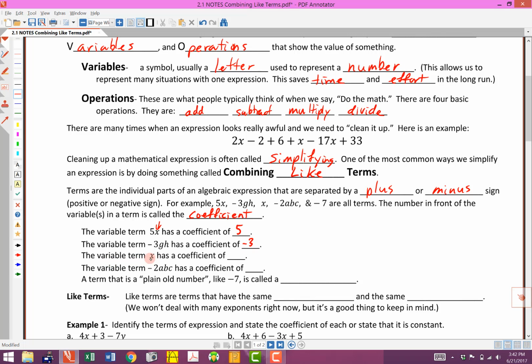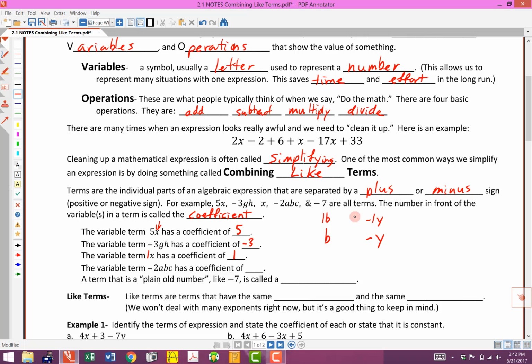Now we've got this variable term right here, it's just a plain old x. Now if it is a plain old x, what's understood to be in front is a 1. So the coefficient there, whether you recognize it or not, is just a 1, and that might be something you need to get used to. So if I had b, the coefficient in front is 1. If I had negative y, the coefficient in front would be negative 1. So this is understood to be a 1b, and this is understood to be a negative 1y. So those would be the coefficients there.